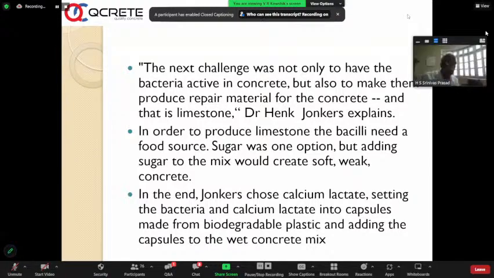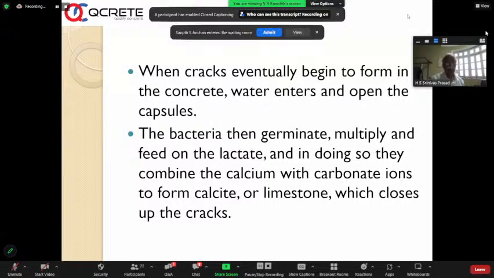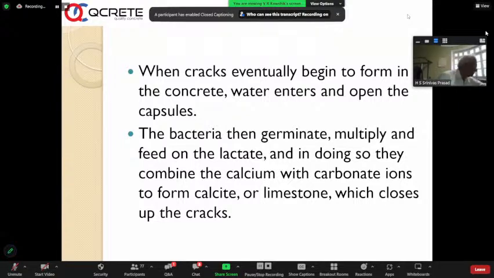And when we add these capsules into the concrete during the mixing stage, it will be there in the concrete, and when the cracks develop, it will react, and then capsules will open, and bacteria will germinate and multiply and feed on the lactate. And while doing so, they combine calcium with carbonate ions to form calcite or limestone, which will close the cracks. Actually, this is the technology. Very simple to say, difficult to make these capsules.